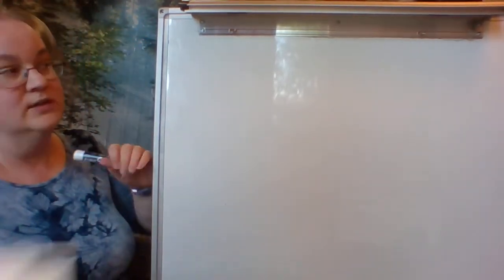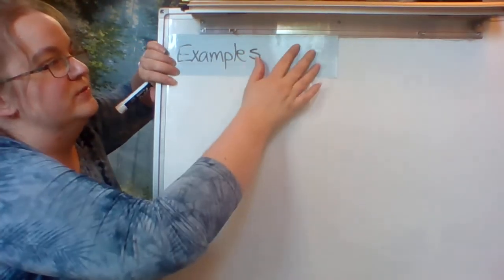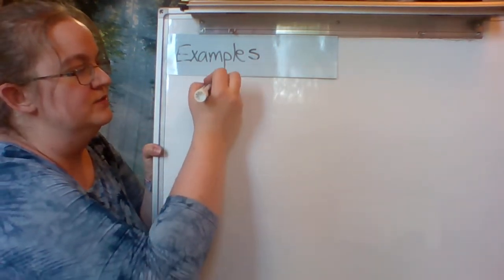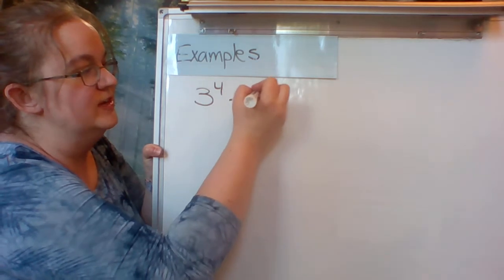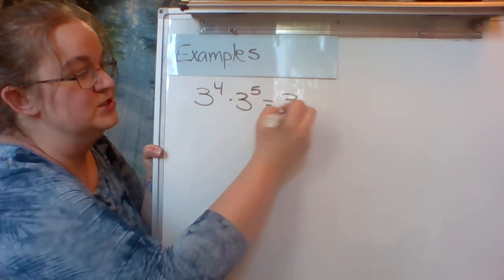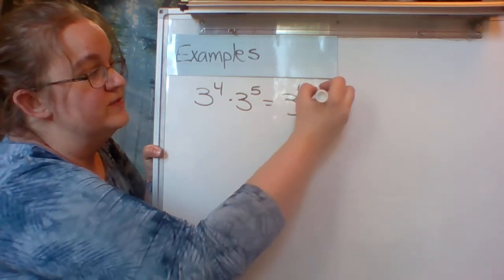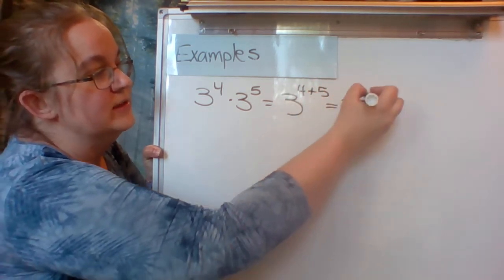Okay, so again, if we're on the example column, if I have 3 to the fourth times 3 to the fifth, that's the same as 3, notice my base is the same, to the 4 plus 5, or 3 to the ninth.